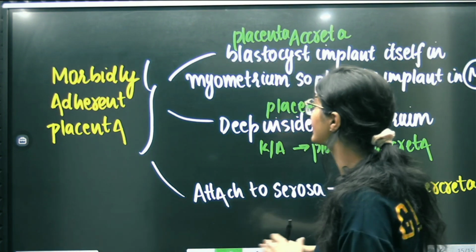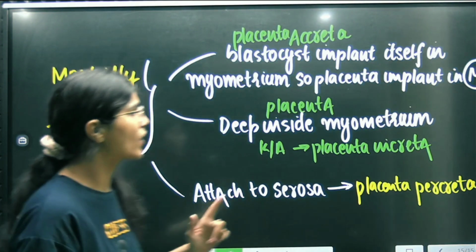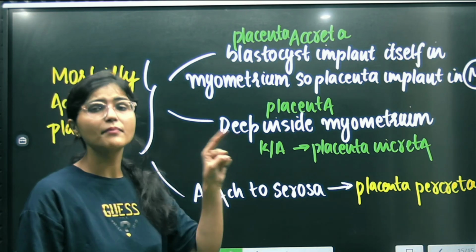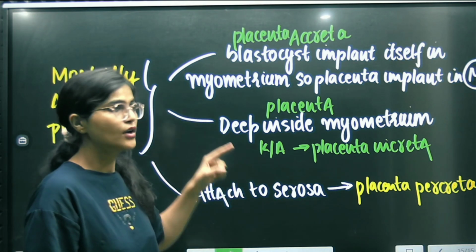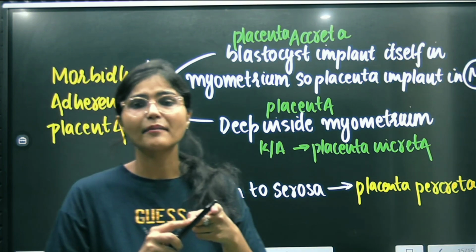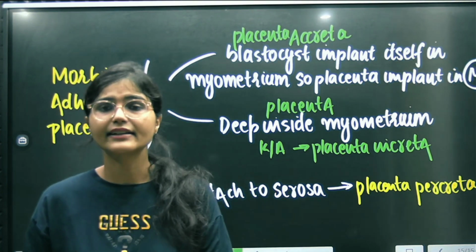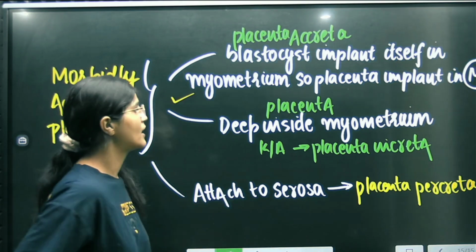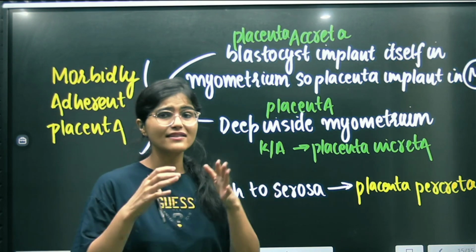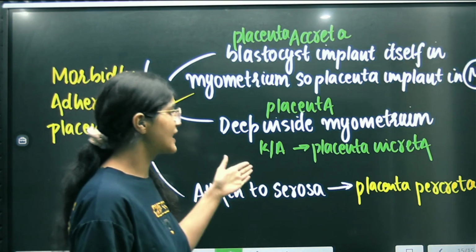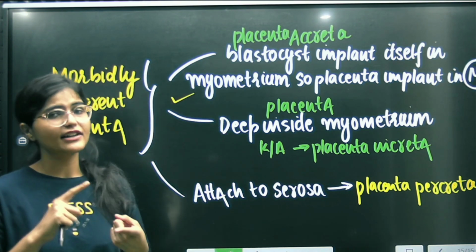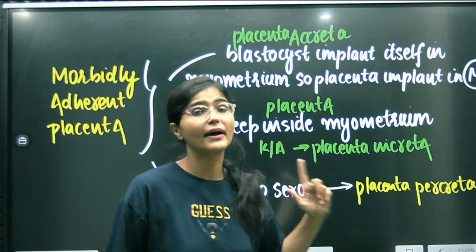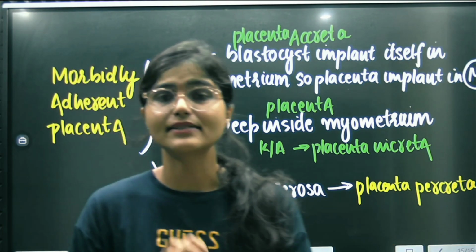Morbidly adherent placenta में क्या होता है, सबसे पहले there is a term which is called as placenta accreta. ठीक है, सबसे पहले blastocyst अपने आप को implant कहां पे कर देगा, था myometrium. So if the blastocyst is inside the myometrium, the placenta will get implanted inside the myometrium, and this is called as placenta accreta. ठीक है, if the placenta is situated deep inside the myometrium, it is called as placenta increta, and if it attaches itself to the serosa of the uterus, then it is called as placenta percreta. ये कुछ morbidly adherent placenta है.